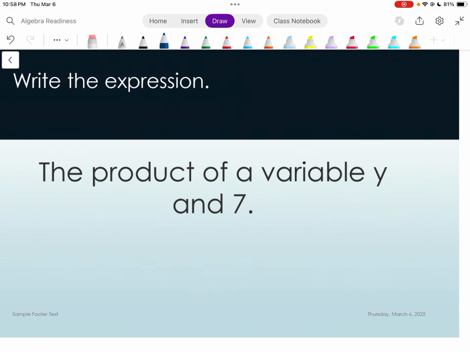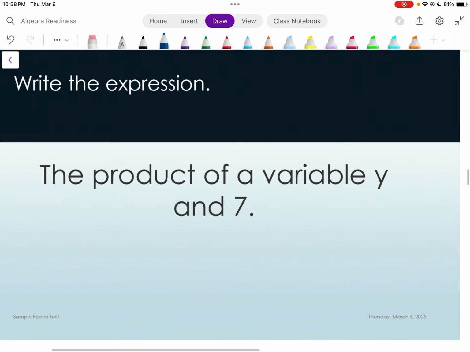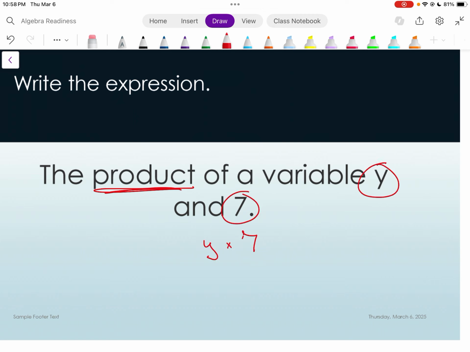Next, write the expression, the product of a variable y and 7. Product also means multiplication. So we have y times 7. And with a number times a variable, we don't need the multiplication sign. Don't forget when you write that, the number comes first. So the simplest way we could write this expression is 7y.